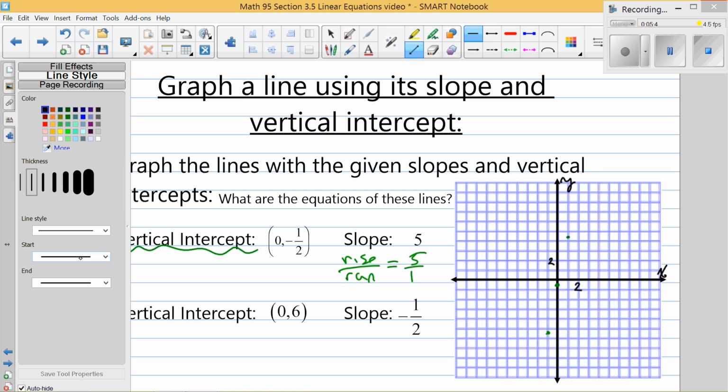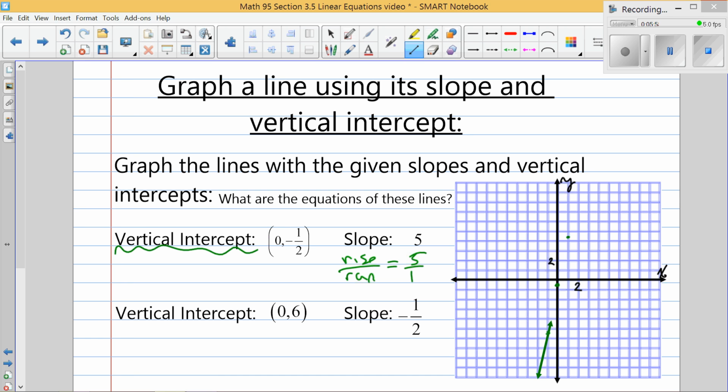Grab all of my graph pieces. Let's see, I want the arrows, and I'd like it to be in green. At this point, I am going to just connect my dots, through all of my points, and just continue it on up the graph.